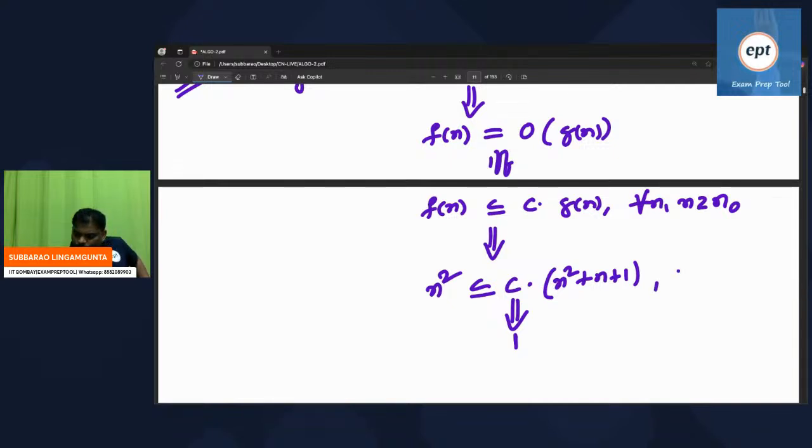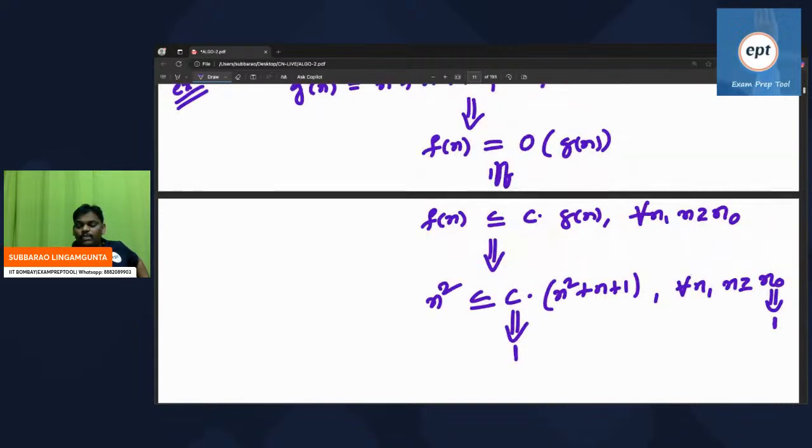So for all n, where n is greater than or equal to n0. Remember, this n0 is the starting n value from where this will work. The minimum n0 is 1, so from 1 onwards you can try. Let me try: is 1 working? If I take n value 1, left is 1, right is 1 plus 1 plus 1, which is 3. Comparing left and right, the right is bigger. So 1 is working. You can check 2 and 3 also; 1 onwards, everything is working. So n0 is 1, and I am able to satisfy the definition.